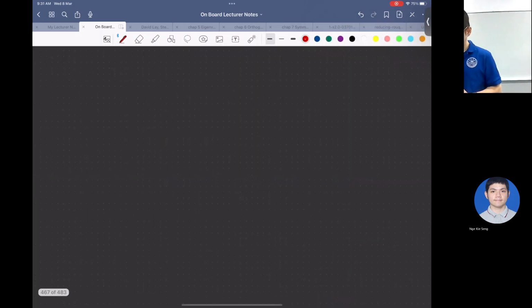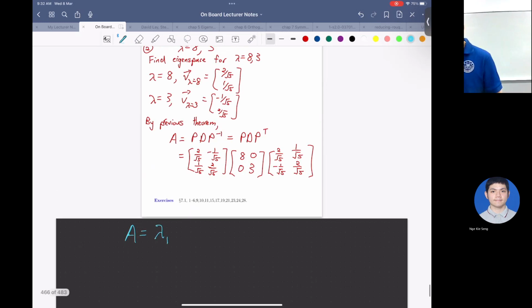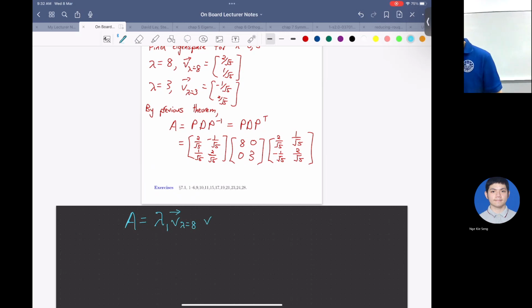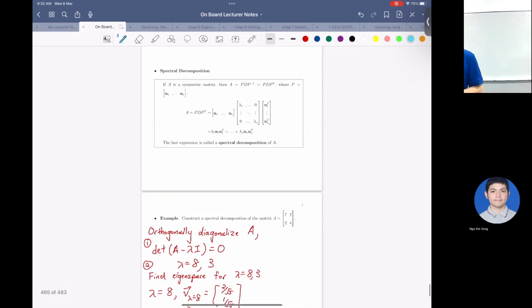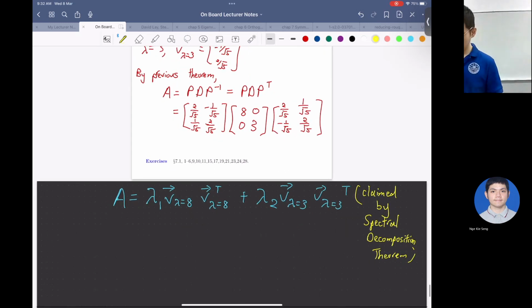So let me continue. The claim is that A is actually equal to lambda 1 times V lambda 1 multiplied by V lambda 1 transpose, plus lambda 2 times V lambda 2 multiplied by V lambda 2 transpose. This is the claim of the spectral decomposition theorem. So let's check whether it's true or not.